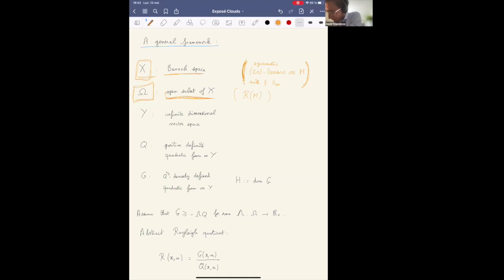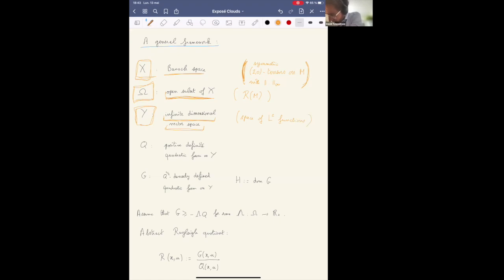Okay. Then we also introduce some space Y, which is an infinite dimensional vector space. One has to think of it as a space of functions, of L2 functions.